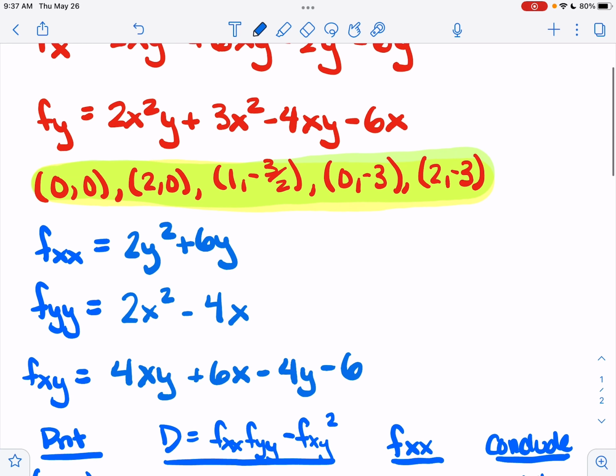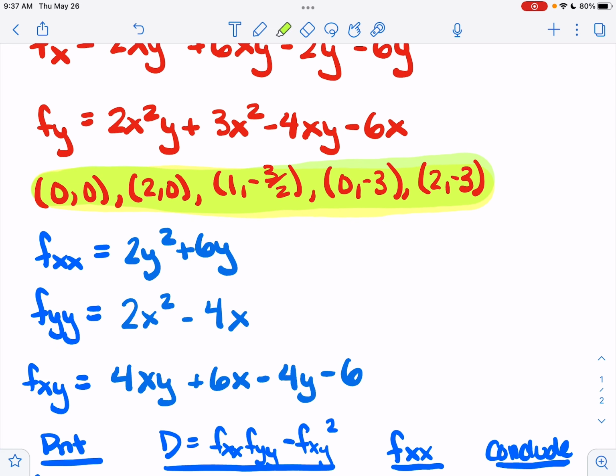Now for the second derivative test, what we want to do is make a table like this. We're going to have our point, our discriminant. The discriminant is this specific combination of second order partial derivatives. And sometimes based on the discriminant, we need to also look at f sub xx, the second derivative with respect to x, and then we'll have a column for our conclusions.